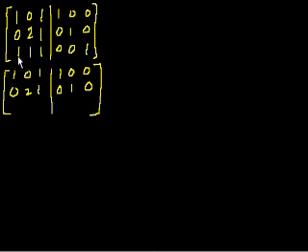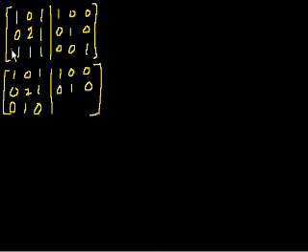So how do I get a 0 here? Well, what I could do is I can replace this row with this row minus this row. So I can replace the third row with the third row minus the first row. So what's the third row minus the first row? 1 minus 1 is 0. 1 minus 0 is 1. 1 minus 1 is 0.